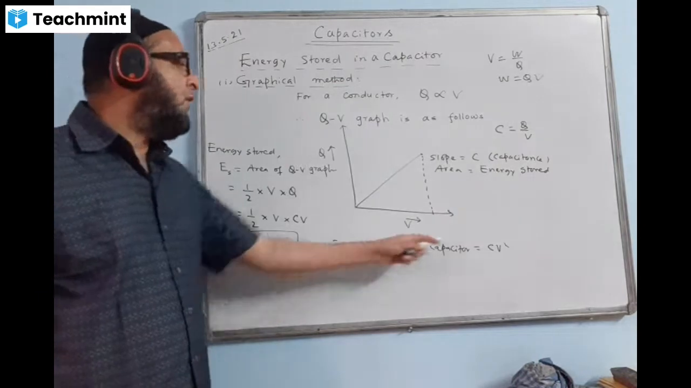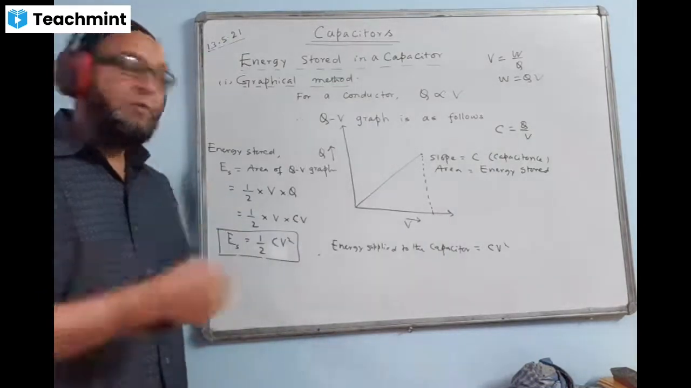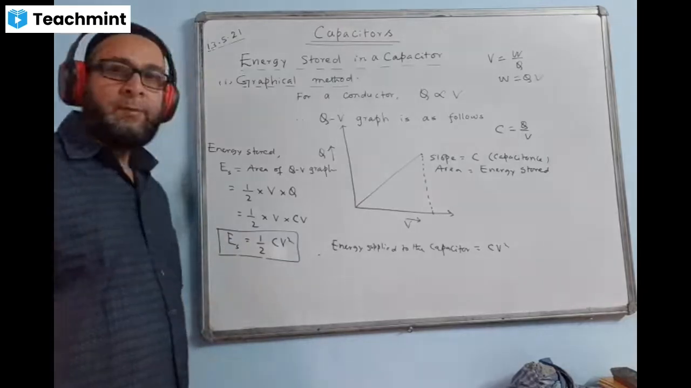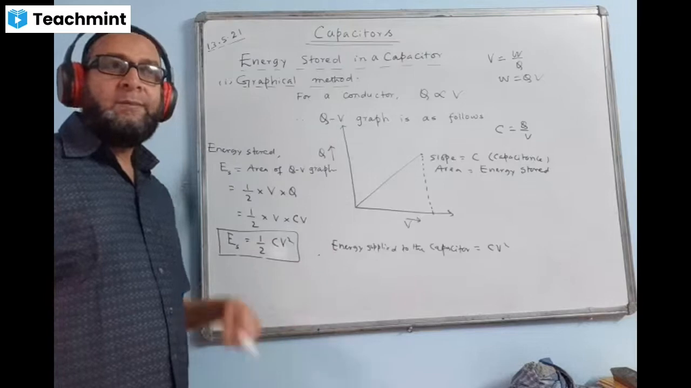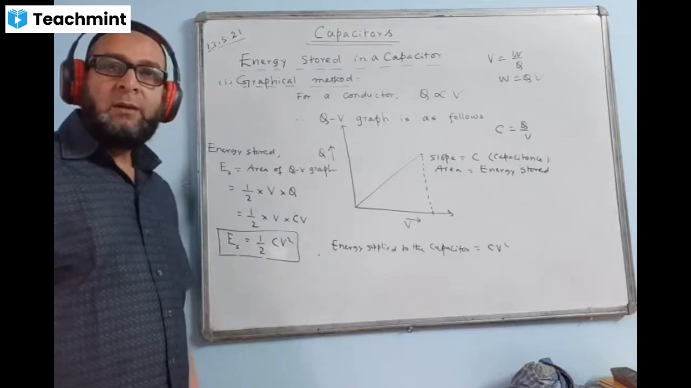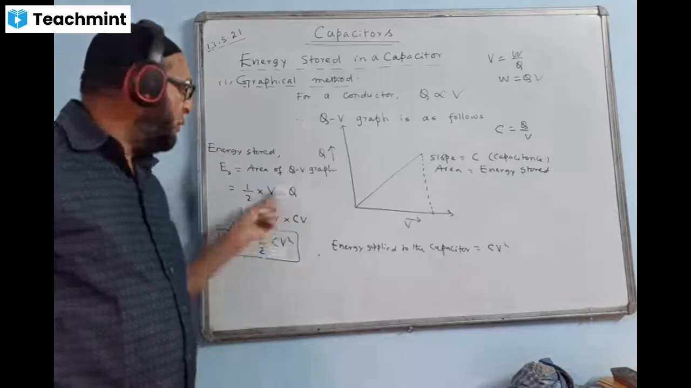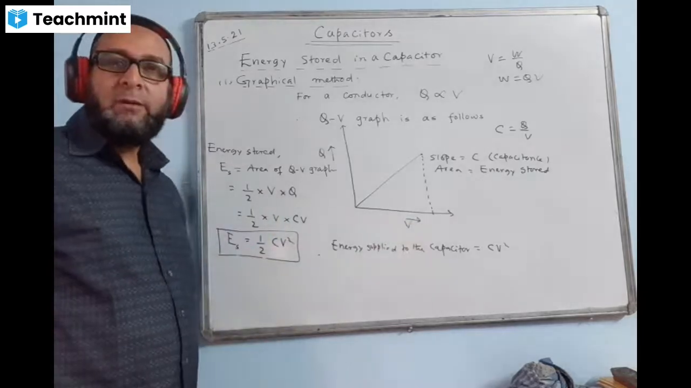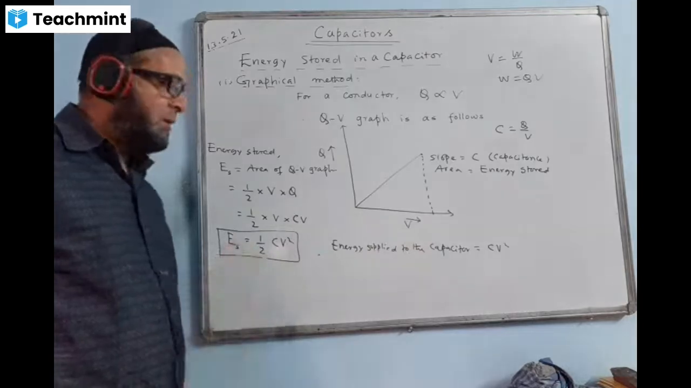So energy supplied to the capacitor formula is CV square, and the energy stored formula is half CV square. This formula probably in IST level will not come, but it may help you in competitive exams. If they ask you how much is the energy supplied to the capacitor, you say QV, or it is the same as CV square. And how much of the energy is stored in it, then we'll say half CV square.